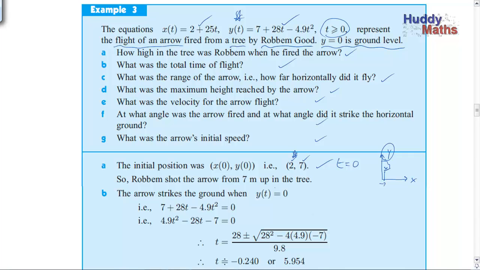Now, what was the total time of flight? You've got to find out when it landed. So let's put the y value equal to 0. Just keep in mind the context here. X is movement horizontally, y is vertical movement. So it's got to come down to the ground. We've got this equation, and then just come down a little bit here.